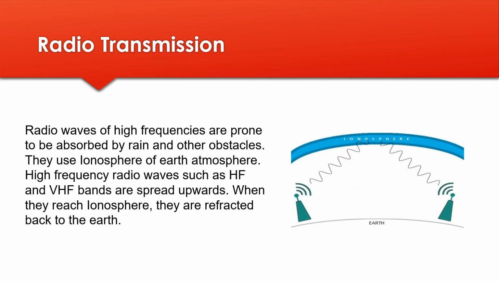Radio transmission at high frequencies is prone to being absorbed by rain and other obstacles. They use the ionosphere of Earth's atmosphere. High frequency radio waves, such as the high frequency and very high frequency bands, are spread upwards. When they reach the ionosphere, they are refracted back to the Earth. Under certain atmospheric conditions, the signals may bounce several times.